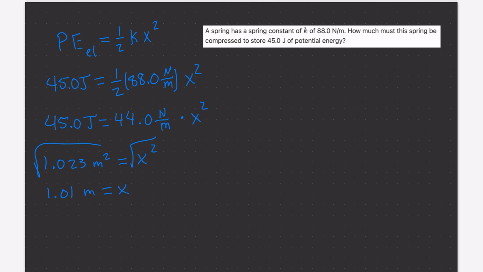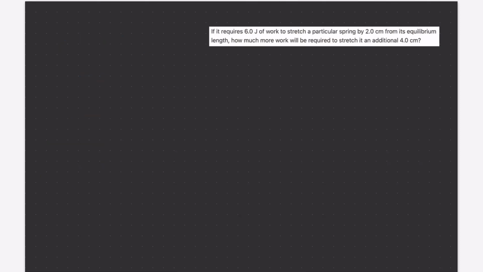So in other words, we're going to have to compress a spring 1.01 meters if the spring constant is 88 in order to have a potential energy of 45 joules. All right, guys, good luck in the next one.